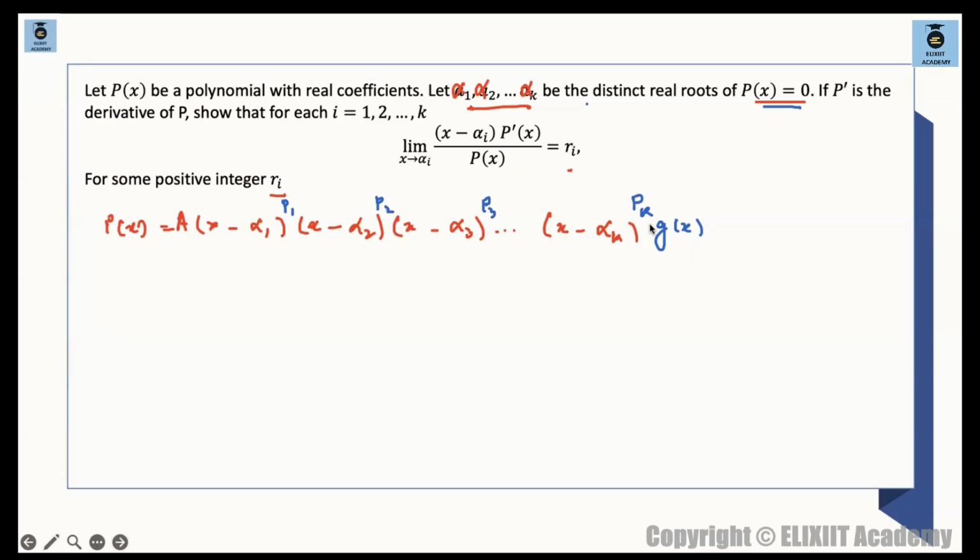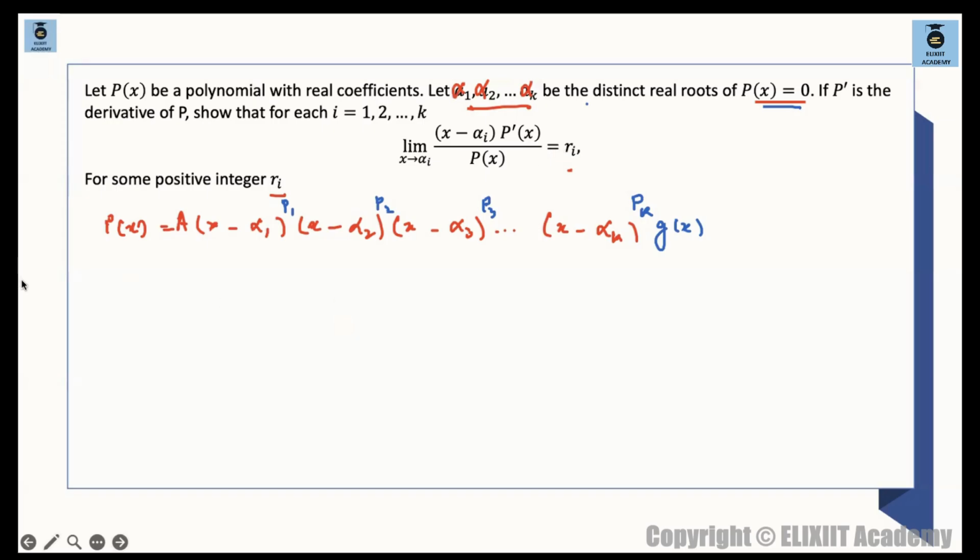Next, what we do is we'll simplify this thing, because we have to find the limiting value of this thing: x tending to alpha i, x minus alpha i, p dash of x divided by px. So in general, we have to find the value of this thing. I will simplify this as much as possible, then find out what p dash of x divided by px is.